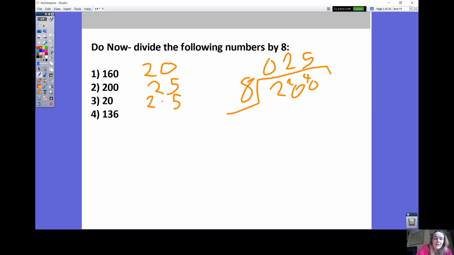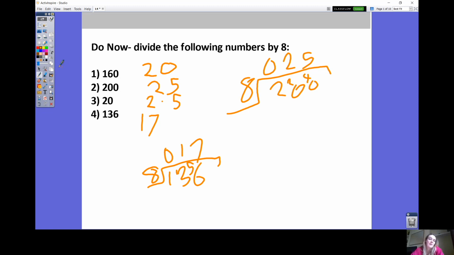And finally, 136 divided by 8, I'll just do it down here for you. 8 into 1 is 0, regroup the 1. 8 into 13 is 1, carry a 5. And 8 into 56 is 7. So this one is equal to 17. The reason I asked you to do this for your do now is that this is one of the conversion factors today, multiplying and dividing by 8.